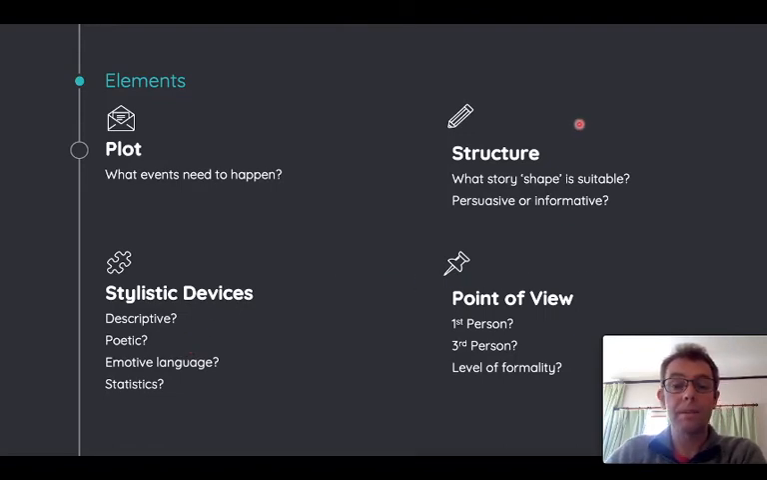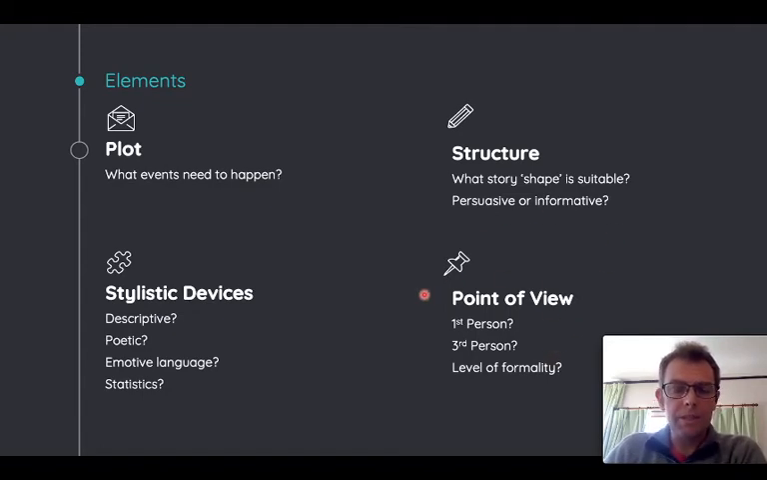Structure. What story shape is suitable? So these are things such as, if it's an action story, it's probably going to be a person in the whole story. And also, what type of ending are we going to have? Are we going to have a tragic ending, or are we going to have a successful ending? Also, if we're thinking about non-fiction text, is this going to be a persuasive structure or maybe an informative structure?